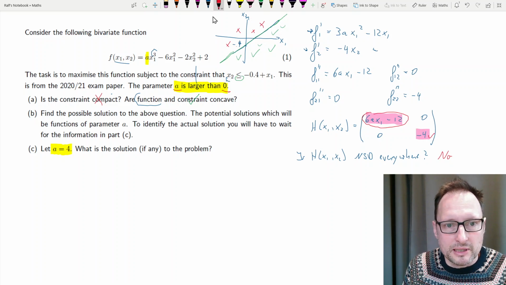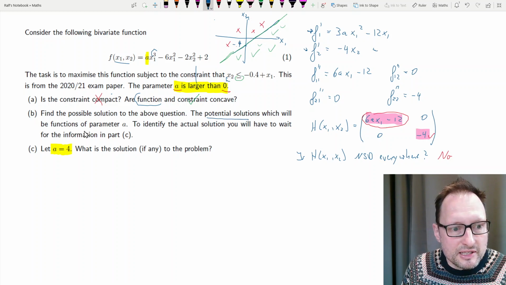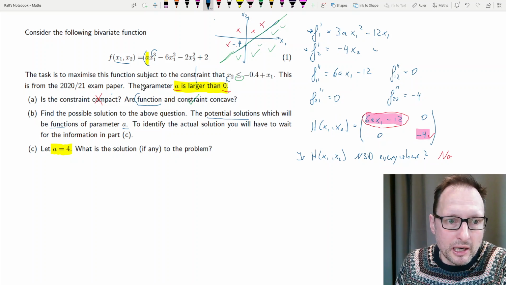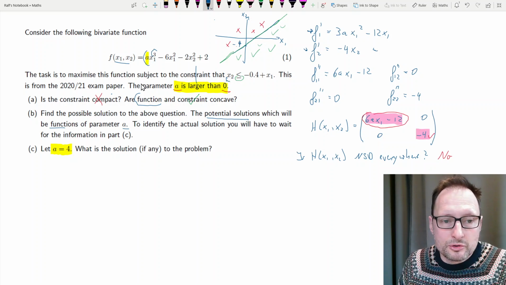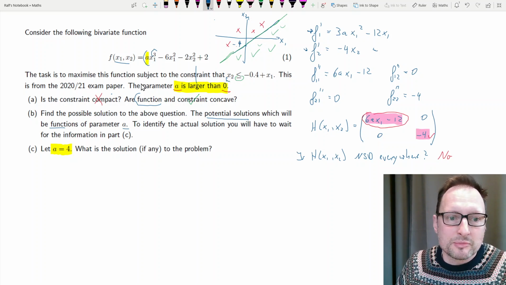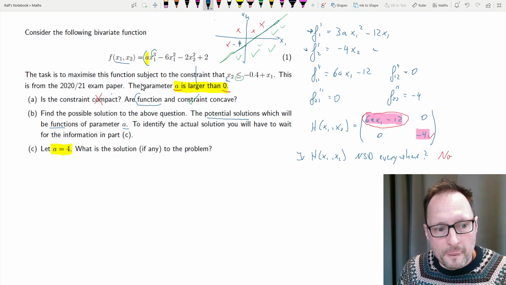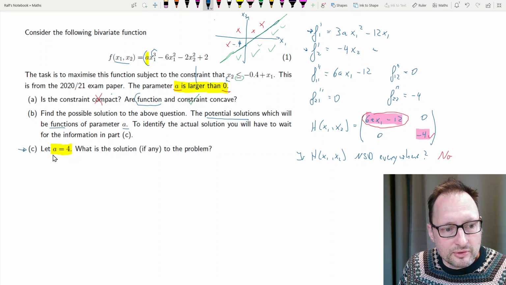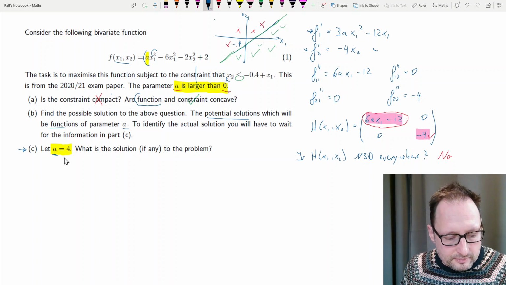So let's move to part B of the question. We want to find potential solutions, but these will be functions of A. So that A here, we will just carry that through in our algebra, and in the end we will get solutions where we say, for instance, x1 is equal to not a number, but some sort of function of A. Let's say 6 times A plus 1. Okay? And the same for x2 and potentially lambdas. And only once we go to part C, where we fix the coefficient A, only then we will see what the actual solutions are. So let's start with our work here.